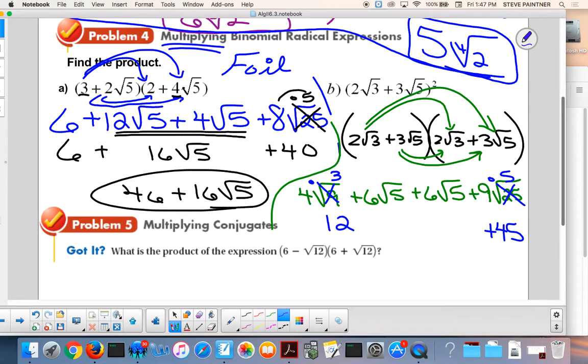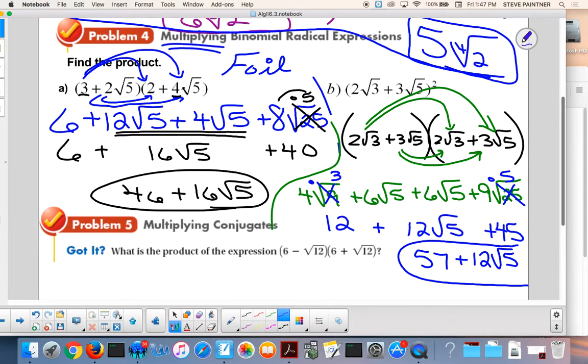What about the inside terms or inside radicals? Are they like radicals? What do they add up to? First integer on the left, last integer on the right, add up to what? 57 plus 12 squared 5. Should I add that and get 69 squared 5? No. This is unlike radicals. You can't touch those. Okay, you're just done. Good?